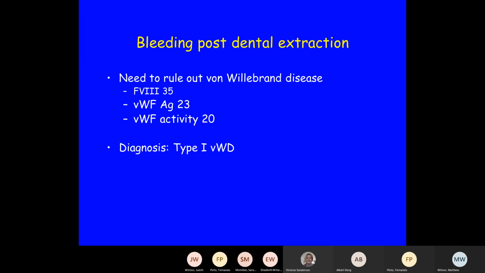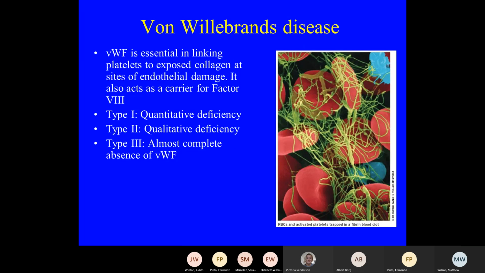So the diagnosis: type 1 von Willebrand. Next. The von Willebrand molecule is quite a clever molecule. It's really important in hemostasis, helping with the formation and stabilization of the clot. It helps the other coagulation factors and the platelets, because it links the platelets to the site of exposed collagen when there is endothelial damage. And as we just discussed, it carries factor 8.